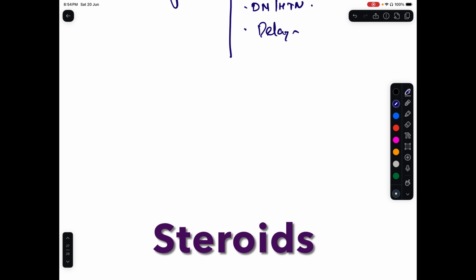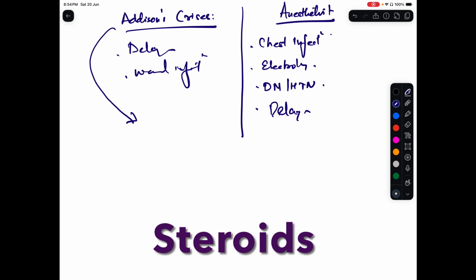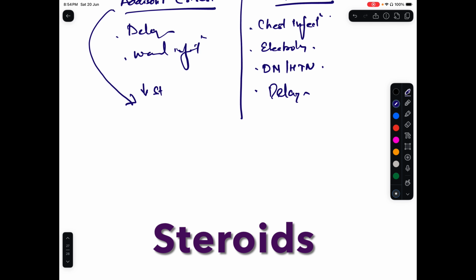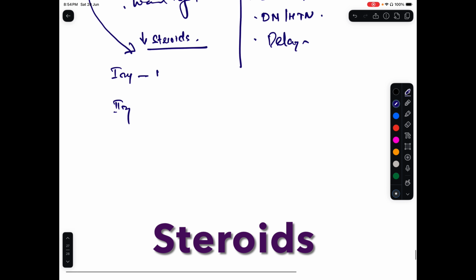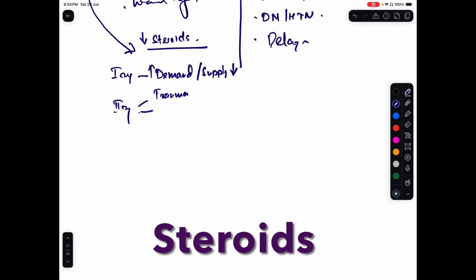What do you think about Addison's crisis? So Addison's crisis, what is it? This is an acute reduction of steroids. It can happen because of primary or secondary causes. Primary is, so what happens? It is demand and supply. Supply is decreased, demand is increased, so that is a primary fault. Secondary, it can be because of trauma, any surgery, infection, and stopping exogenous steroids which this patient was already getting.